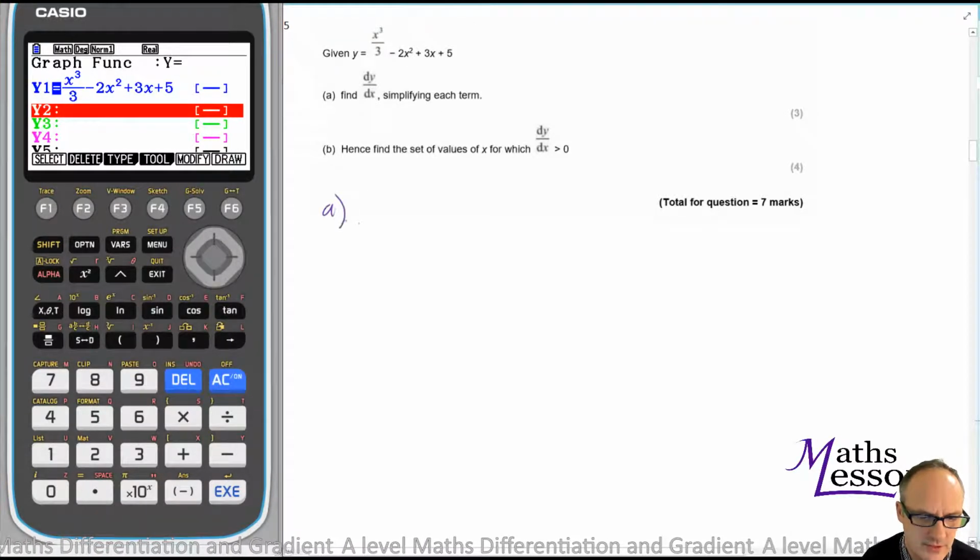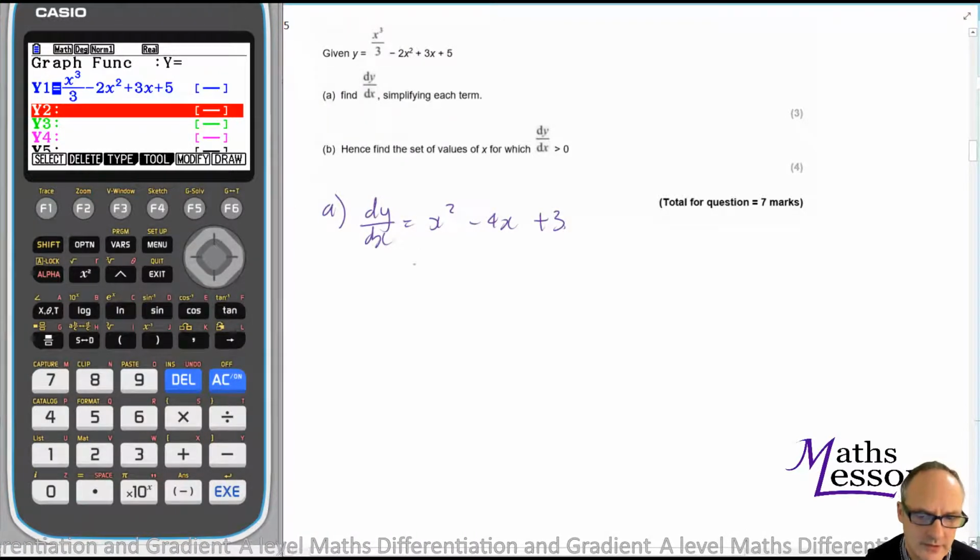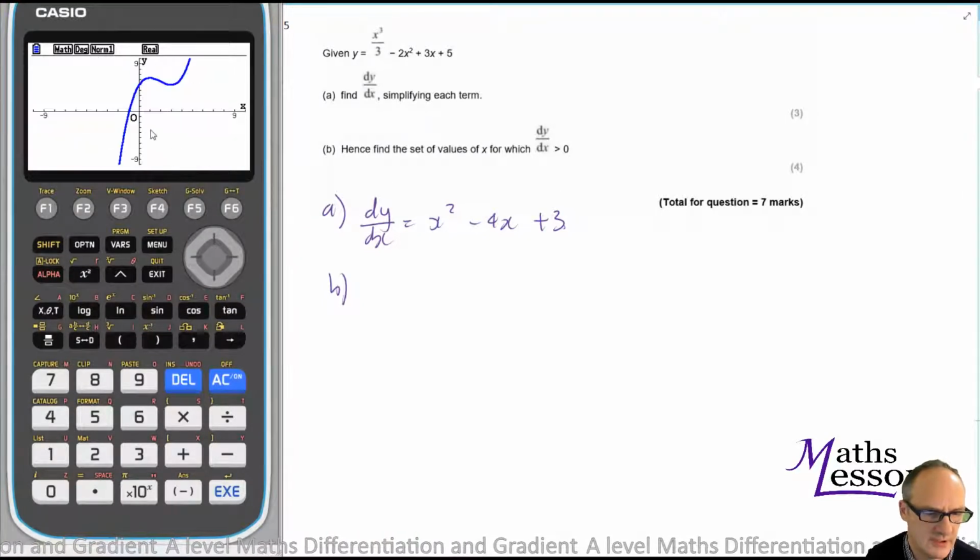So we've got to find dy by dx. It asks us to find that. So dy by dx will equal 3x squared minus 8x plus 3. And now we know that we've got part A, so part B. We want to find the set of values when dy by dx is greater than naught, where the derivative is greater than naught. And again, if we go back to this, it's going to be greater than naught up until that point, and then again after this point.